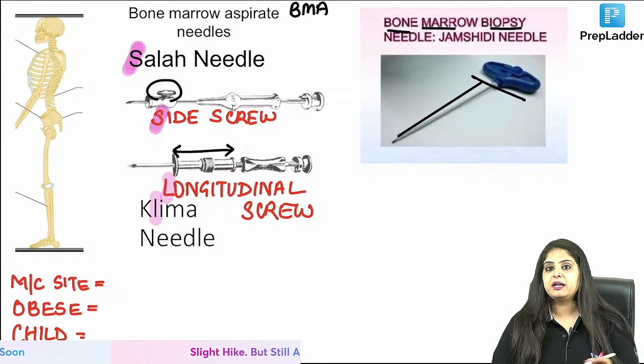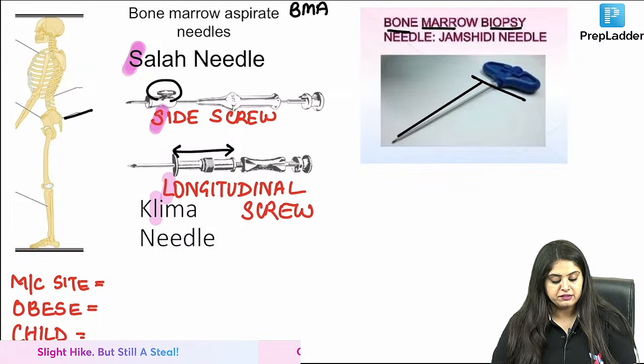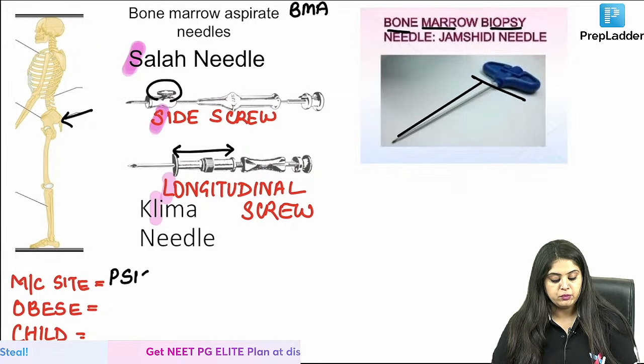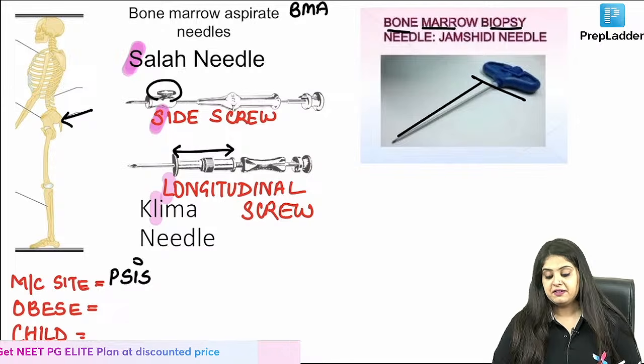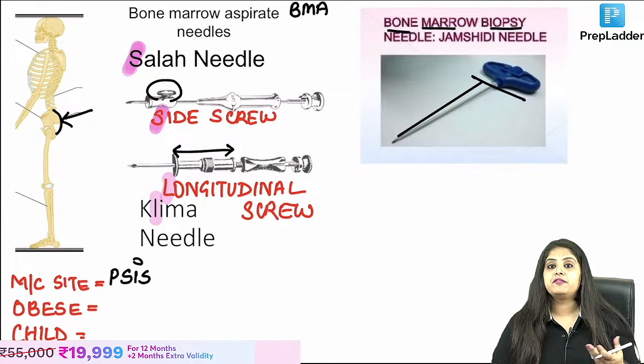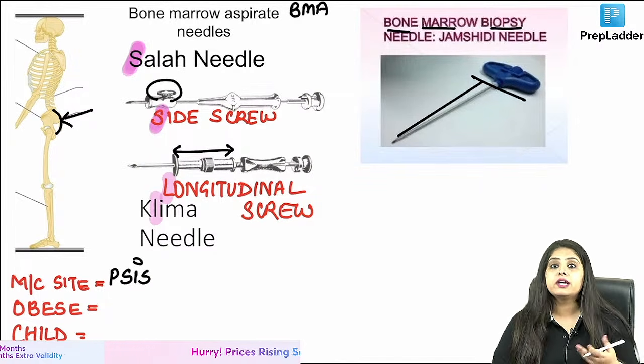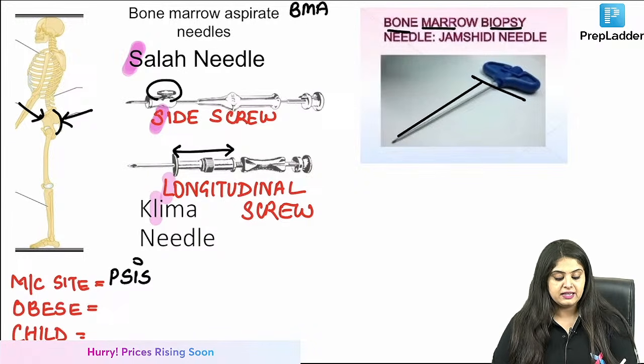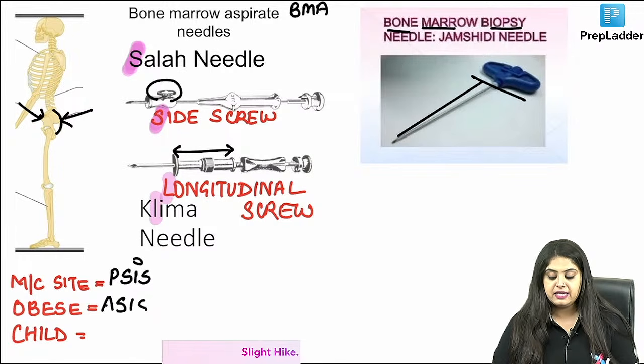Okay, now irrespective of the technique, the site from which it is done most commonly is going to be posterior superior iliac spine. Very good. And now if it is asked in case of maybe someone has a great amount of fat or some kind of physical deformity, you cannot do it from PSIS, then in that situation you will be going ahead with the ASIS.